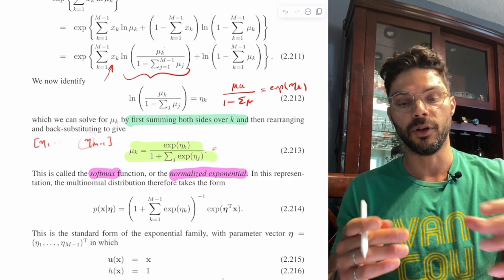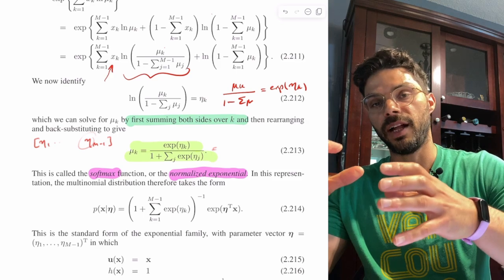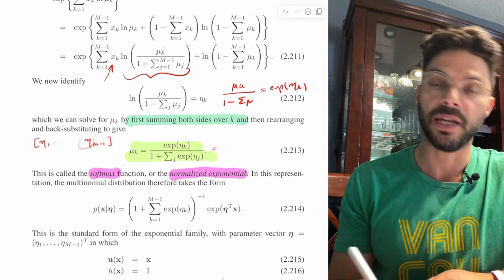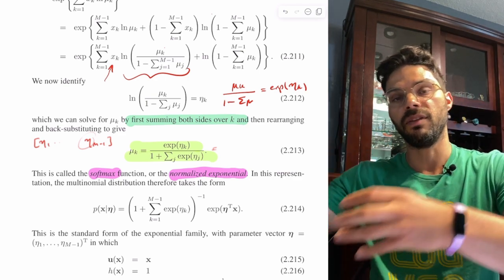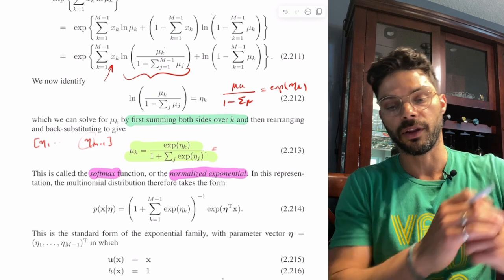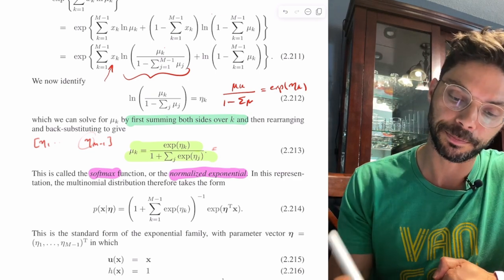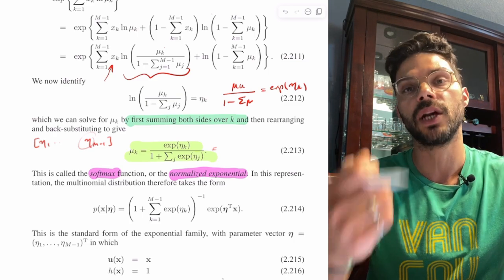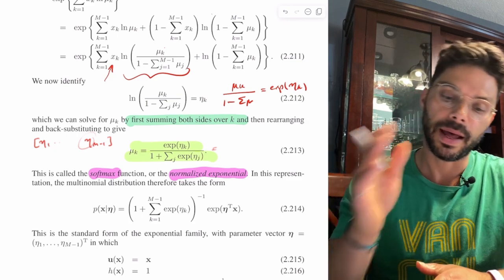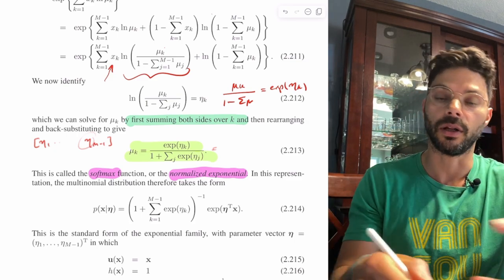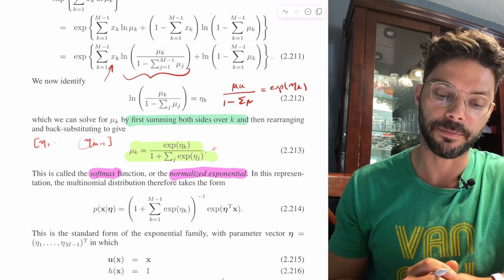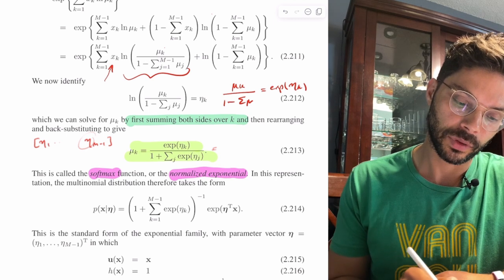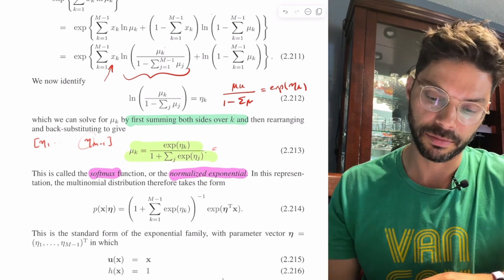So you'll get a bunch of small values and a very large value coming from that exponential being divided by essentially that same very large value, because all those other terms are going to be very small. So you will get a value very close to 1 at the location corresponding to the largest element of eta. That's a little bit of intuition about why it's called that. This is called the softmax function or the normalized exponential.